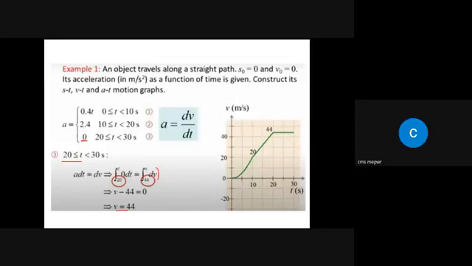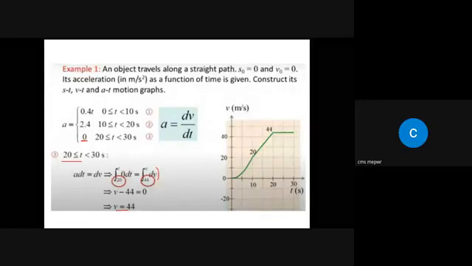No change in acceleration. So that's why the velocity will remain fixed at 44 throughout, right? Now what we need to find out is the third one, which is the ST plot. For the ST plot, we need to have the velocity. So how can we get velocity?